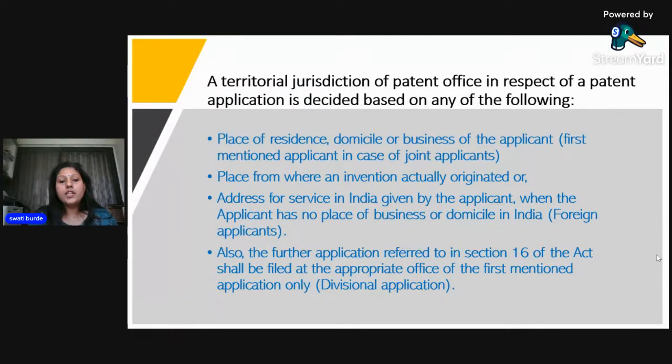Then the address for service in India given by the applicant when the applicant has no place of business or domicile in India. So if they are a foreign applicant, they should give an Indian address for service. For example, they can give the address for service of their patent agent. Also, the further application referred to in Section 16 of the Act shall be filed at the appropriate office of the first mentioned applicant only, in case of a divisional application.